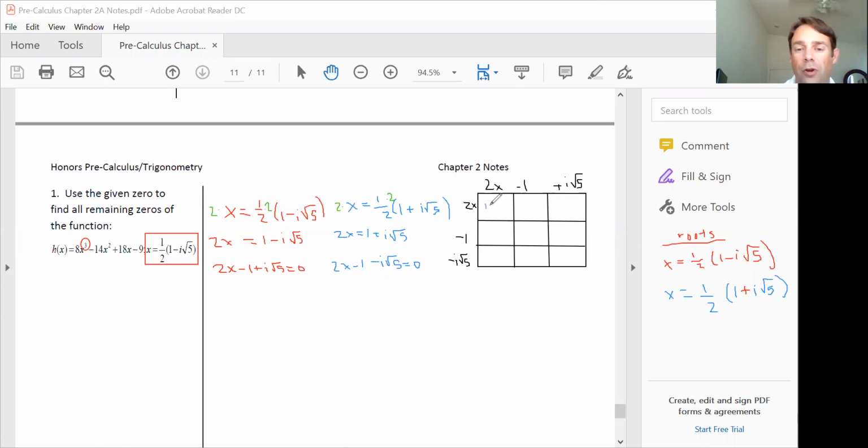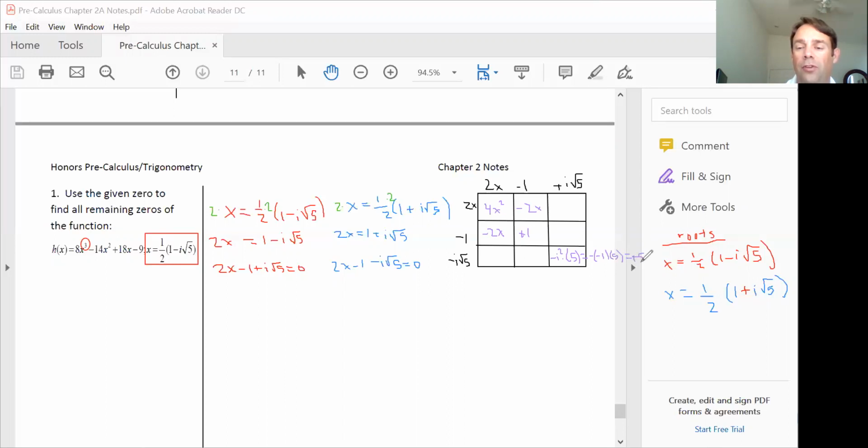I got 4x squared minus 2x minus 2x positive 1. And this would be minus i squared times root 5 squared, so that's just 5. So I have minus i squared, which was a negative 1. So negative times a negative 1 times 5 would be equal to a positive 5.